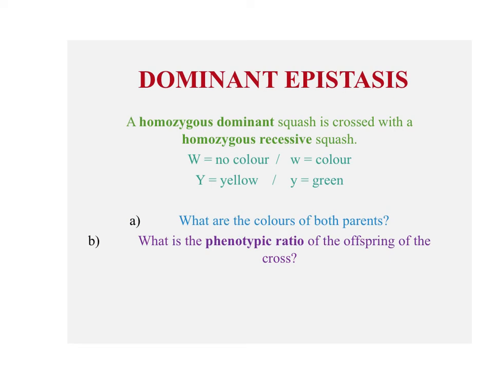So a homozygous dominant squash is crossed with a homozygous recessive squash. Could you please use the key and then answer the questions below? So what are the colours of both parents, a homozygous dominant squash and a homozygous recessive squash? And then what is the phenotypic ratio of the offspring of the cross? So this should take you a couple of minutes. Pause now and play again when you're ready.